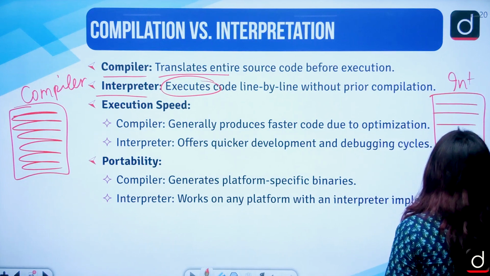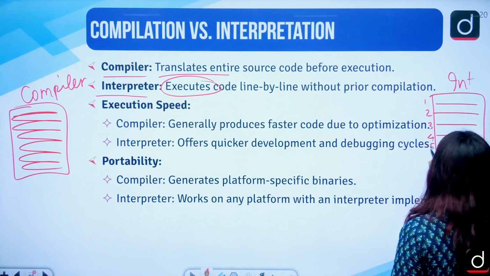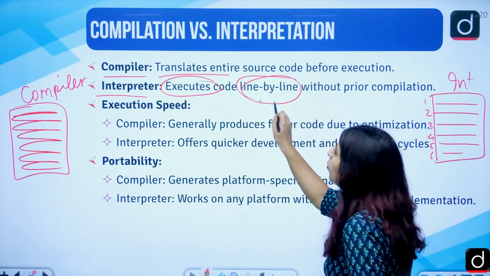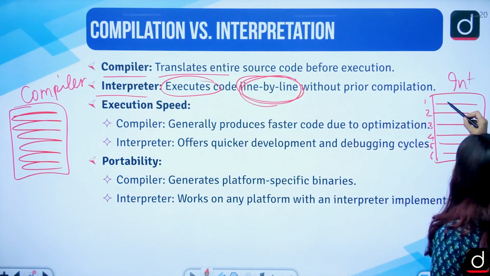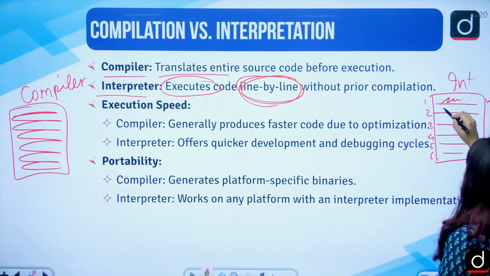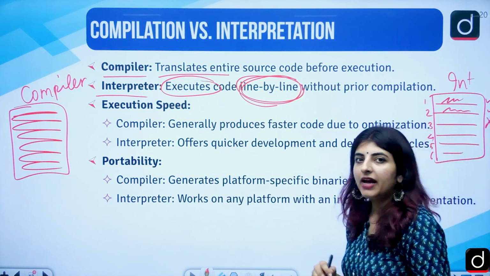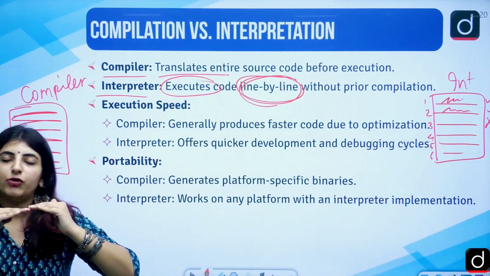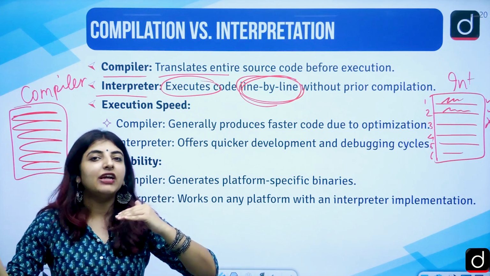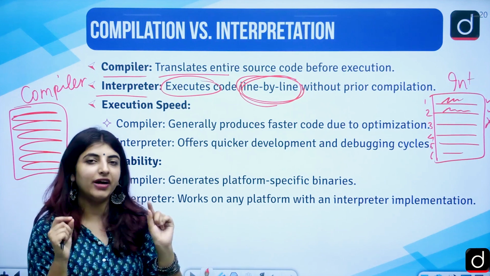Coming to interpreter, here, let's just say we have interpreter, and these are particular lines of coding 1, 2, 3, 4, 5, 6. The interpreter will translate the code line by line. And when I say line by line, let's just say it reads the code, line 1 was correct, and line 2 was also correct. But in line 3 there was an error. The program which was being translated will stop there. Then you will have to correct the error. Only then the next lines will be translated. So you get my point?